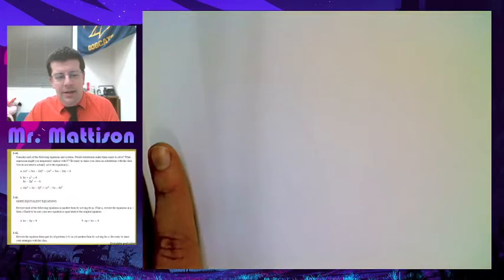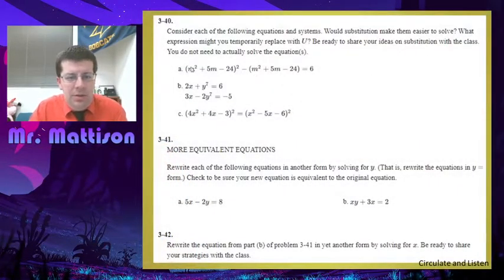So on A, we're definitely going to want to make U this whole thing here. So U is m squared plus 5m minus 24. So then we get U squared minus U equals 6. And that's really easy for us to solve out. So that one's going to help out a ton, right? On B, I would probably make U y to the 7th power. So then I have 2x plus U and 3x minus 2U on this side. And then it's going to be a lot easier for me to solve than trying to work with that 7th power while it's still in that original state.